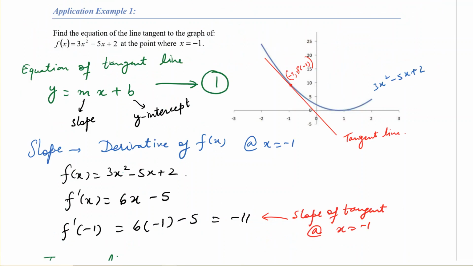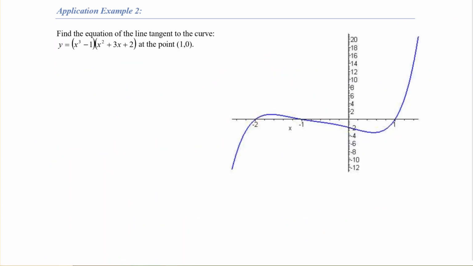Just a recap: we used the derivative to find the slope of this tangent line, and then we used the fact that this point lies on the line to find the y-intercept, and we got our equation of the required line. So let's do another example.